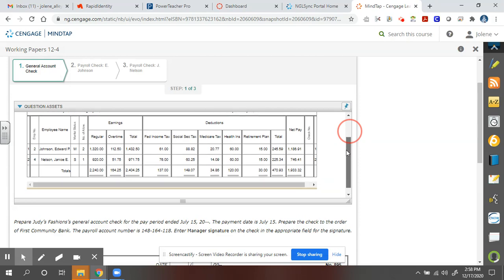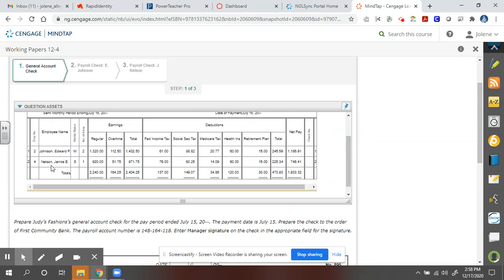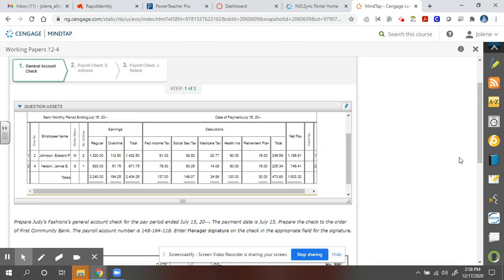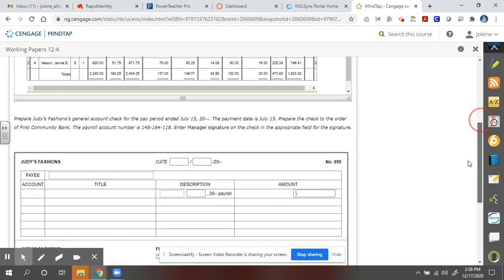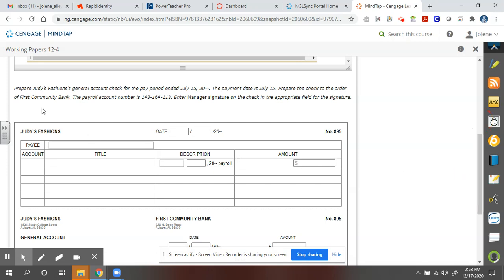They're giving us all the information for Edward P. Johnson and for Janice Nelson. Down here, we have to prepare Judy's Fashion's general account check for the pay period ending July 15th.